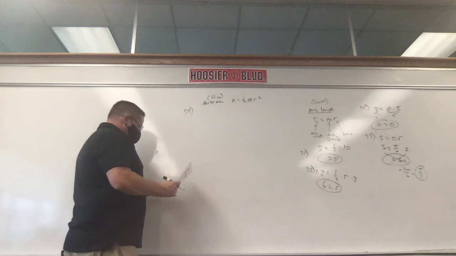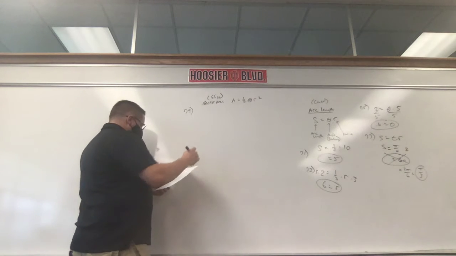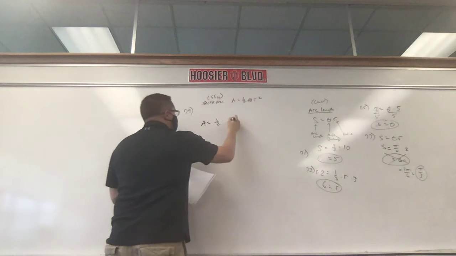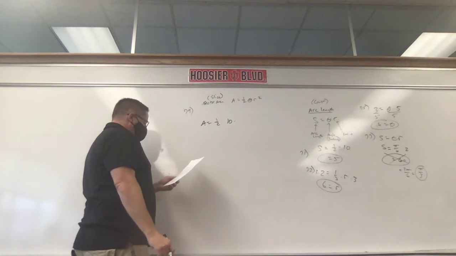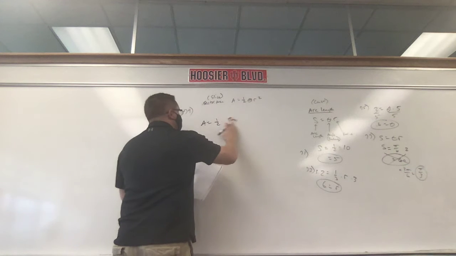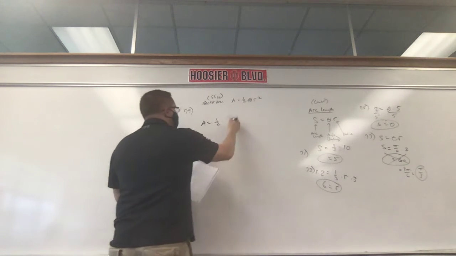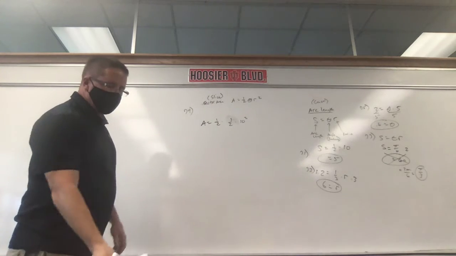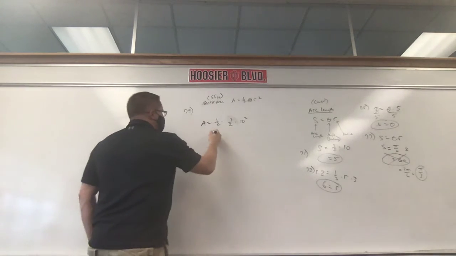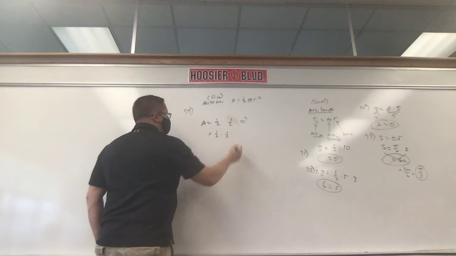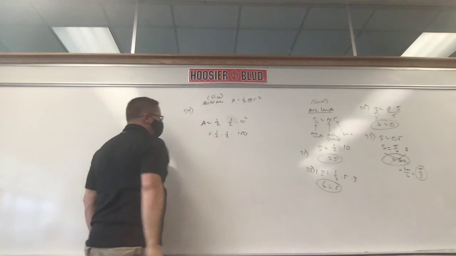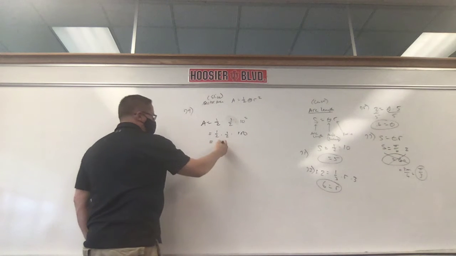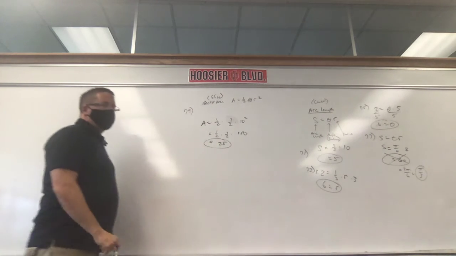Okay? So on 79, they don't give us A. We have A equals 1/2 times theta, which is, nope, not 10. Theta was 1/2, times r squared, which is 10 squared. Okay, we do powers first. 10 squared is 100. 1/2 times 1/2 is 1/4. 1/4 of 100 is 25.